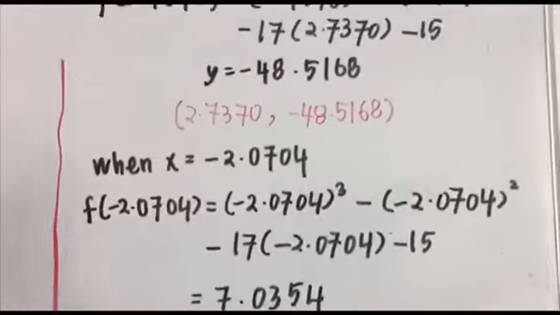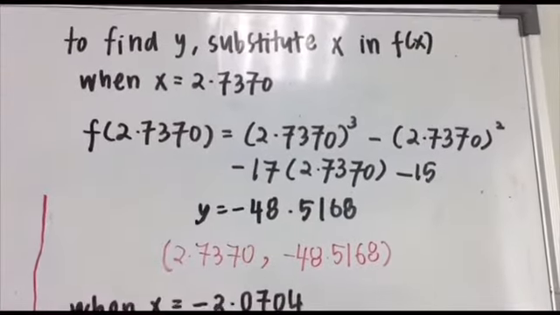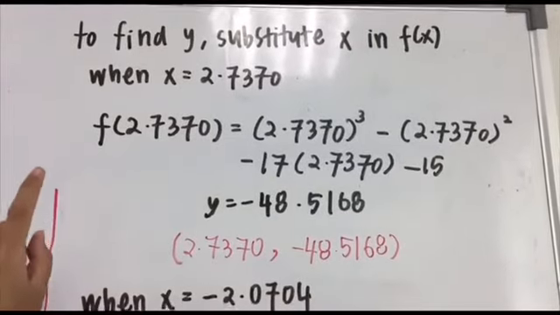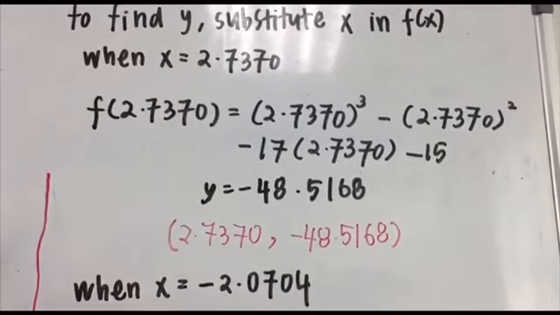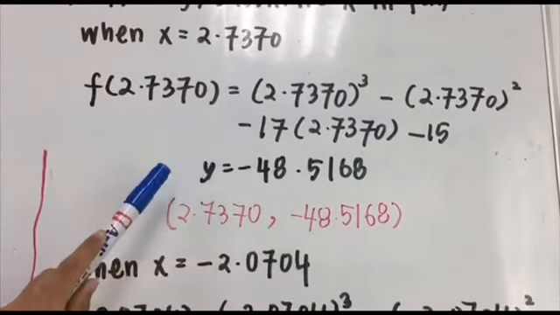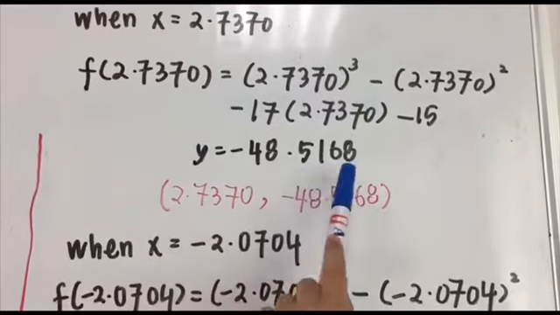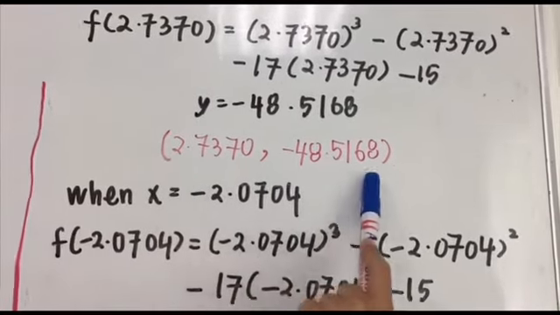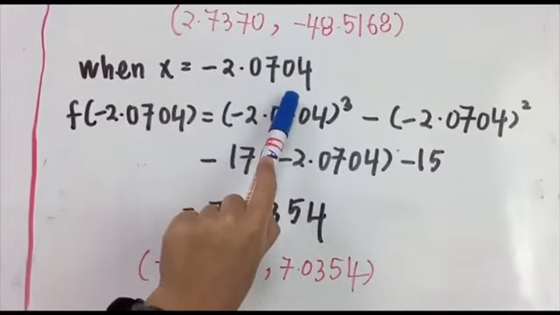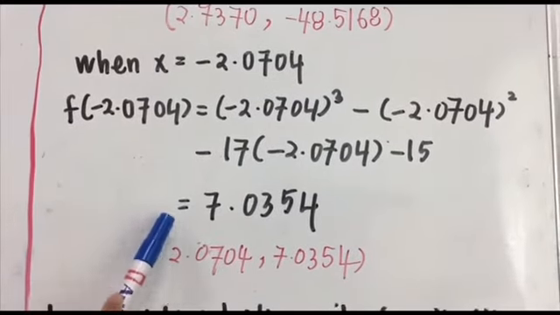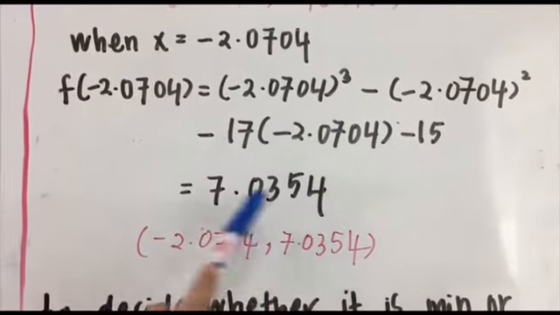To find y, we substitute x into f(x). Firstly, when x = 2.7370, we substitute it and get y = −48.5168. This is the point. And when x = −2.0704, y is 7.0354. This is the point.